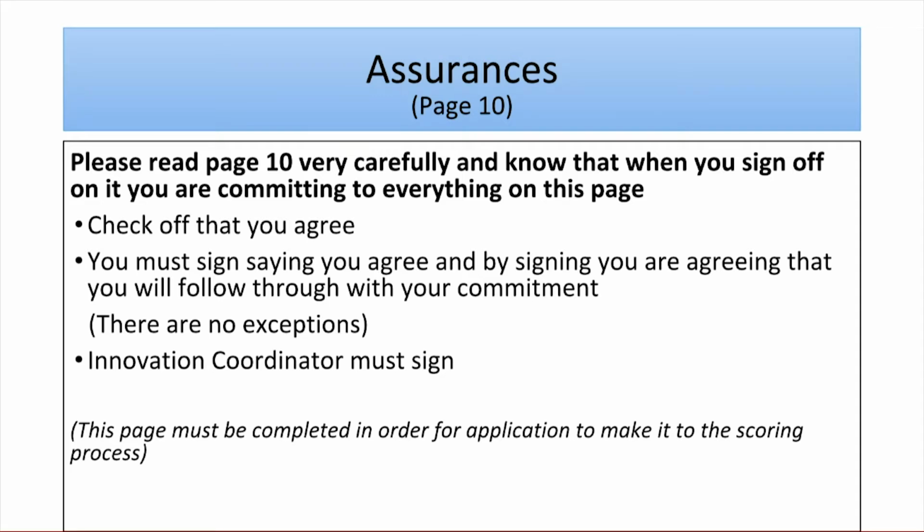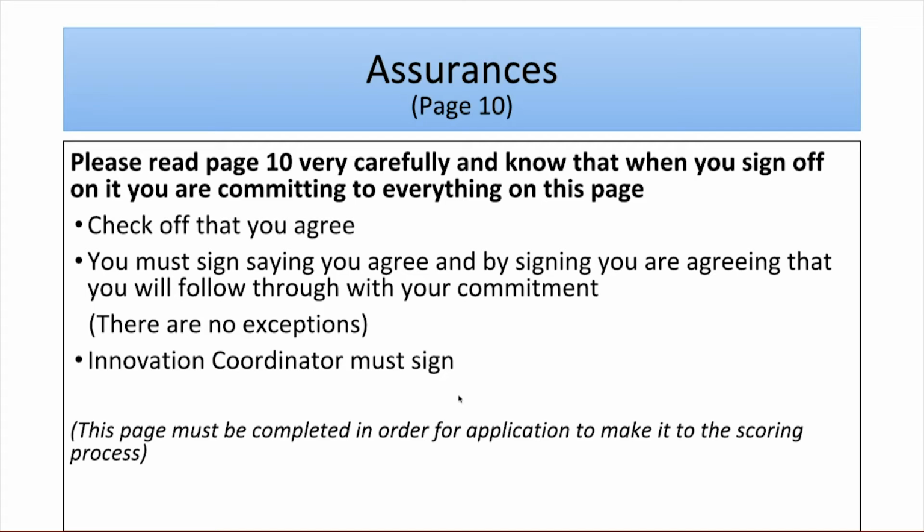There's an assurance page on page 10, and on that page are the things that are mandatory, the things that you must do to be able to be awarded this grant. And what you do is you go through and you check off that you agree, and if you don't agree, don't apply, because these things have to happen. We are accountable for the money that we give out for Learning Innovation Grants, and we have to hold you all accountable or we won't be able to get funding anymore.